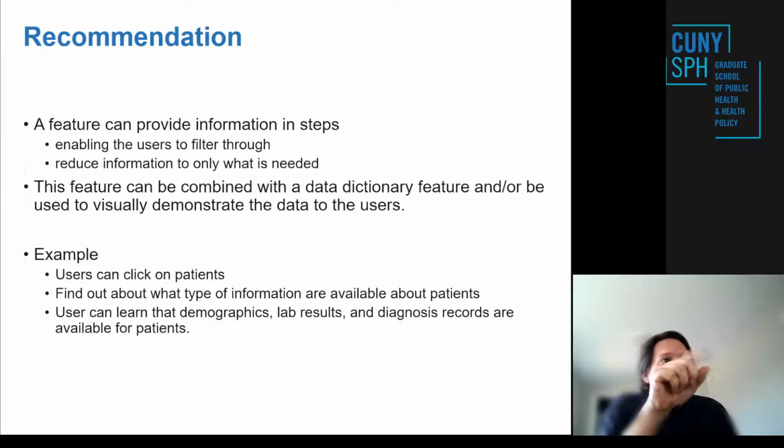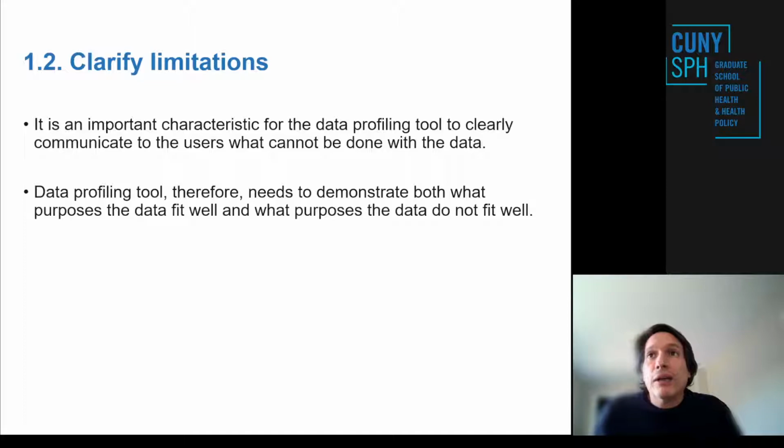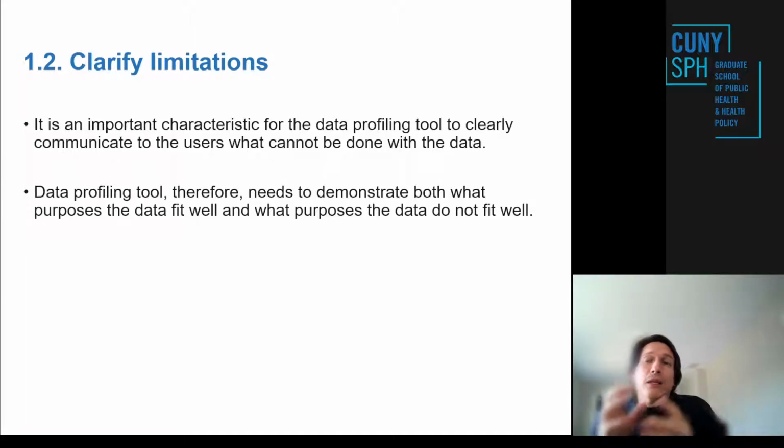For example, users can click on patients and they can zoom in, or they can find out what type of information is available about those patients, and users can learn about demographics, lab results, what diagnostics are available for those patients, and have a brief description, and that's going to help them navigate better. The second element that was derived from that objective was clarify limitation.